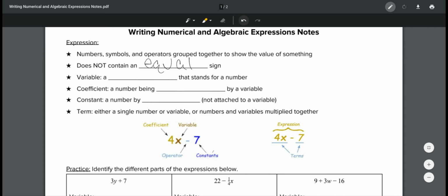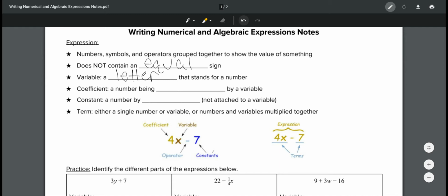Something else important that we're going to talk about is variables. A variable is, here's your blank, a letter that stands for a number. Okay, so it's a letter that stands for a number. That's what a variable is.